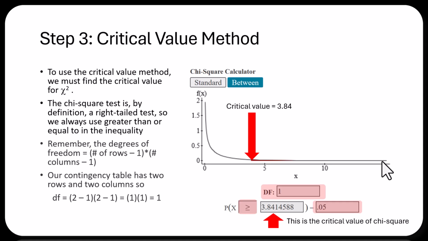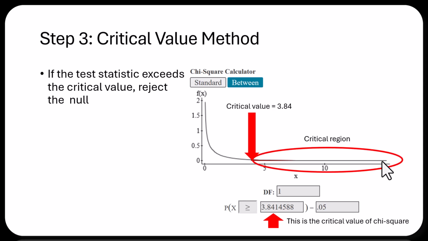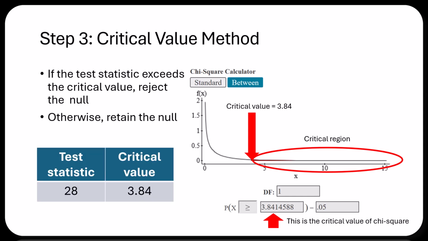So now we have both our test statistic and our critical value for our chi-squared. So now we can compare the two. So remember, if the test statistic exceeds the critical value, in other words, if it lands in this critical region, then we're going to reject the null. Otherwise, if it lands outside the critical region, or if it's less than the critical value of 3.84, we will retain the null. As you can see, the test statistic, 28, which we calculated a few slides ago, is much greater than the critical value of 3.84. This leads us to reject the null.